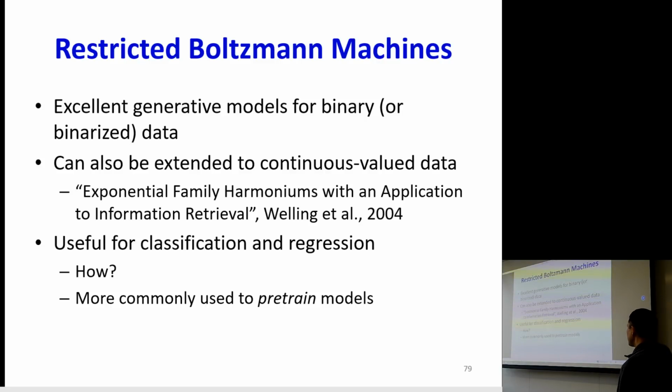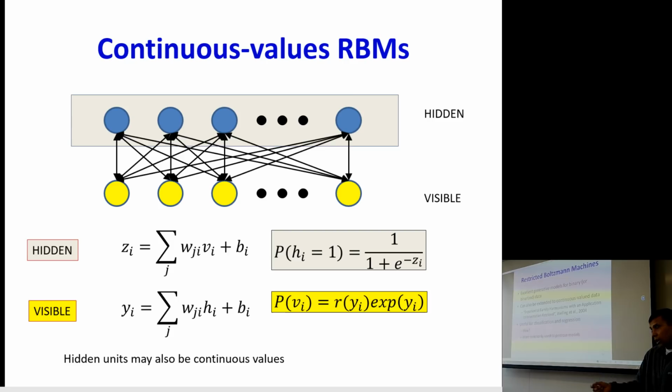I thought this is a very nice paper by Welling and Hinton in 2004, which explains how you do this. And it's useful for classification and regression. How? Exactly as we saw earlier. So here is how you do the continuous valued restricted Boltzmann machine. Observe that for the visible units, now we are no longer drawing it from a binomial distribution or a logistic. You would be drawing it from some other exponential distribution. But the rest of the arithmetic doesn't really change.